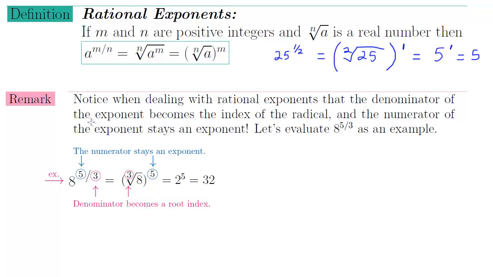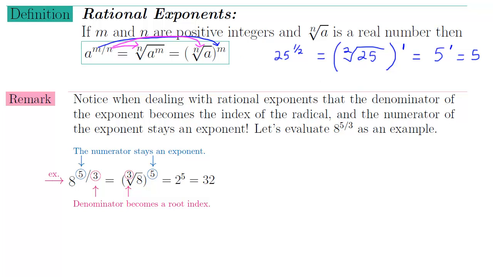Remark 3 gives another example. Right. Remark 3 points out that the numerator of your fraction exponent stays an exponent. Okay? But the denominator of your fraction exponent actually becomes the index of a root. Right? It becomes the type of root that you have to take.